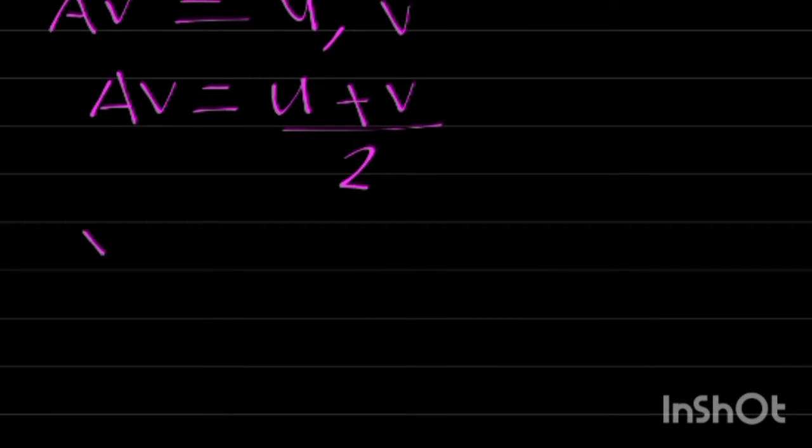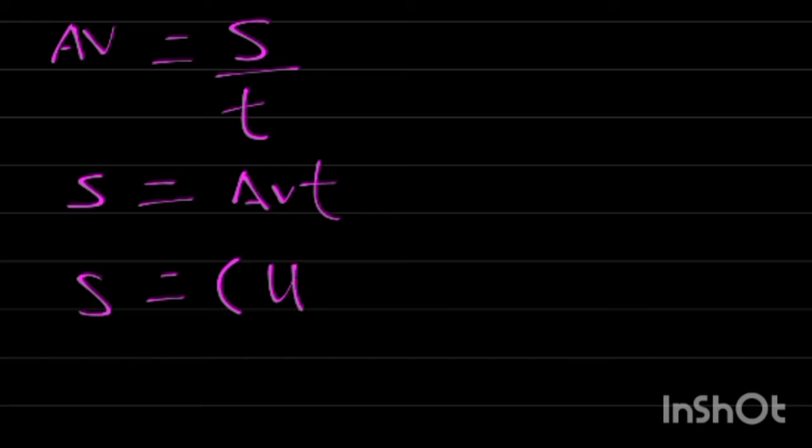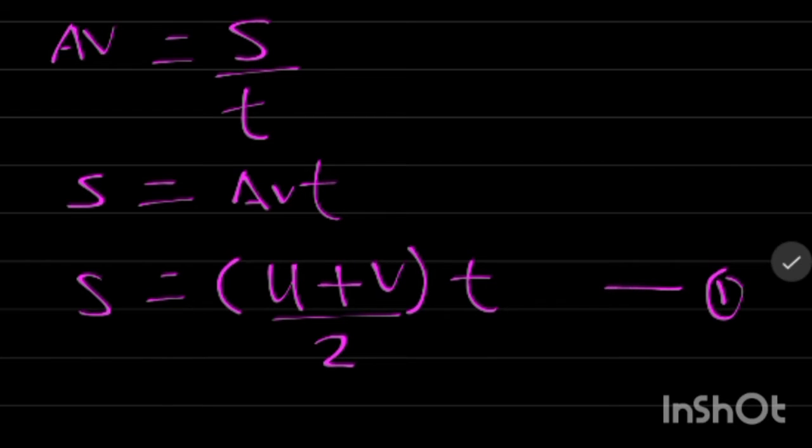Don't forget that average velocity is equal to distance over time. Now let's make distance the subject of the formula. Therefore, we have distance is equal to average velocity times time. But my average velocity is given in terms of what? Initial velocity plus final velocity over 2, then times time. This is our number one equation of motion on a straight line.